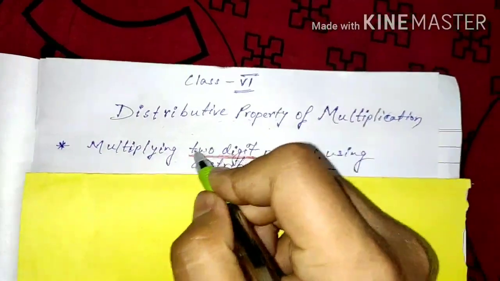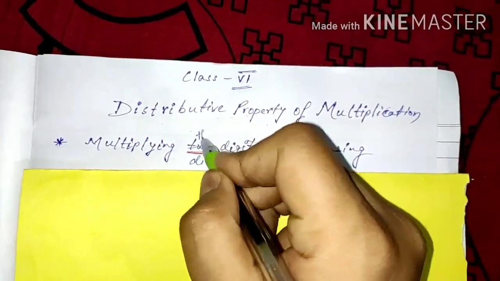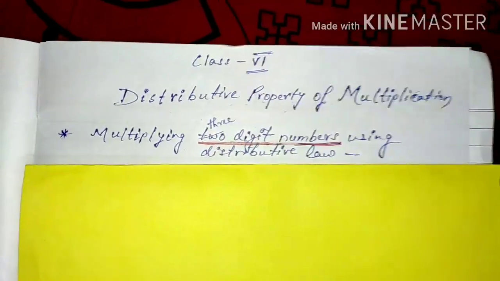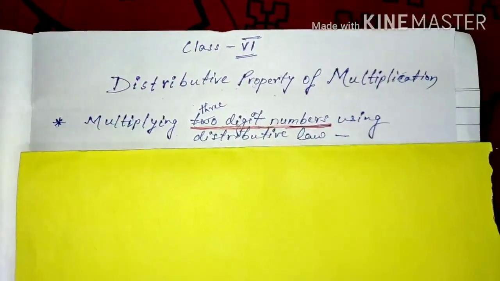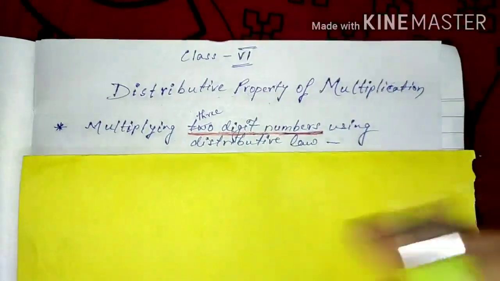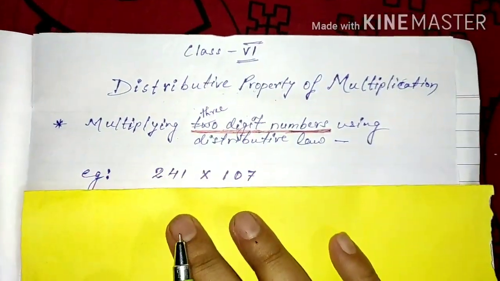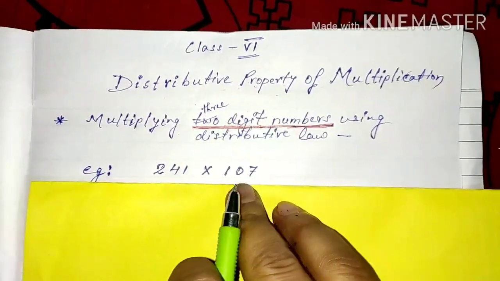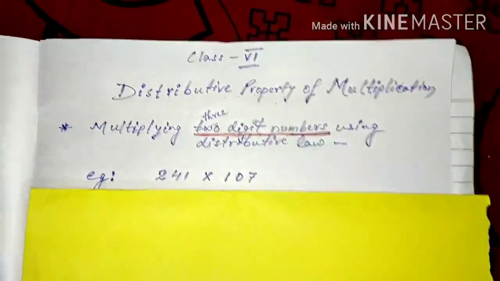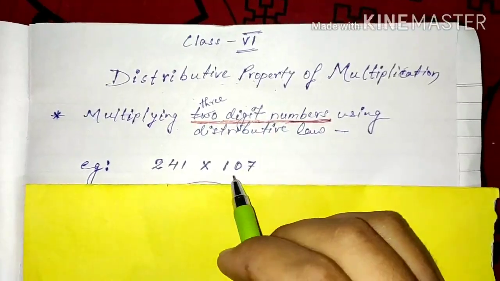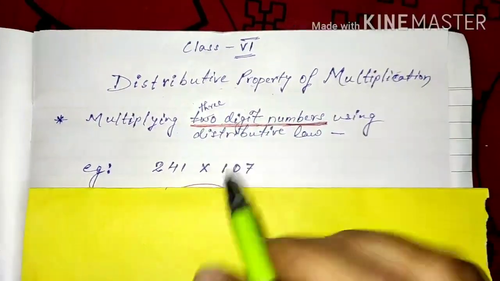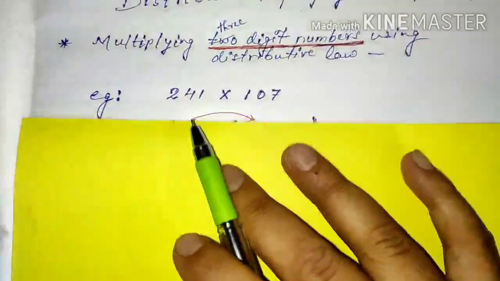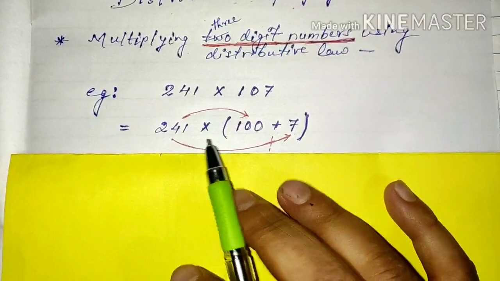Instead of taking two-digit numbers, let us take three-digit numbers, as it will be a little difficult, and if you understand the three-digit numbers, you can understand it for two-digit numbers also. So I have taken an example over here. 241 multiplied with 107. Now out of these two terms, one term I will break and write it as a sum of two terms. Here I have broken 107 as 100 plus 7.